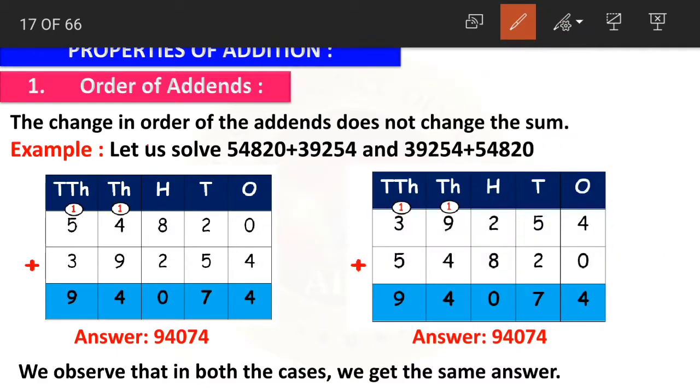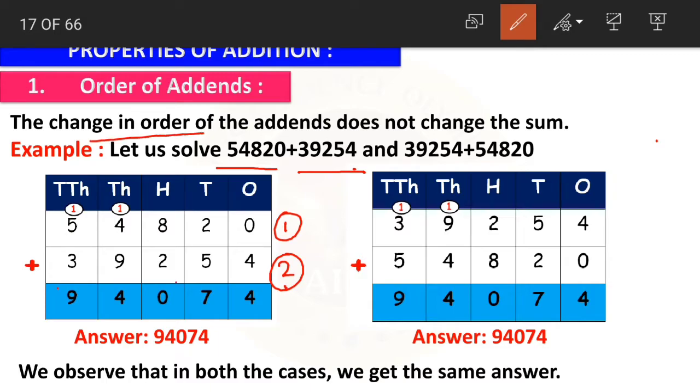So what are they saying here? Whenever we change the order of the addends, it does not change the sum. Sum is what? Sum is the result of addition, right? Yes. So what? Even though we change the order of the addends, the sum does not change. Now let us check whether it is true or not. Let us solve 54,820 plus 39,254. Yes. Now this is the first number in the first place and 39,254 is in second place.